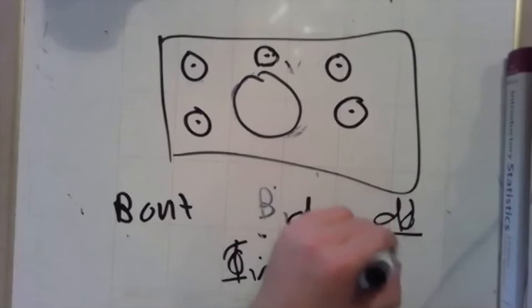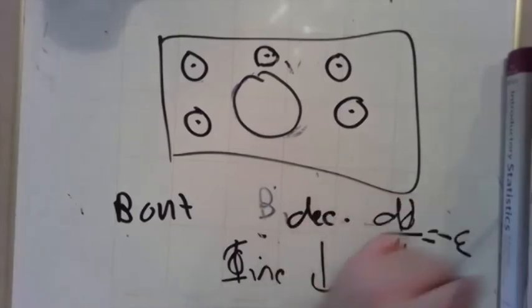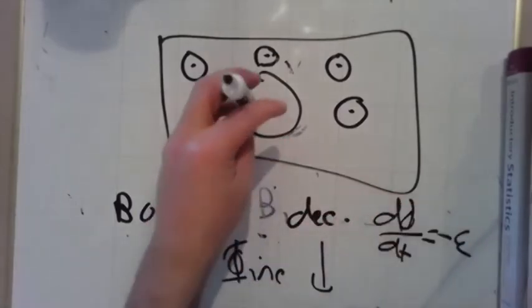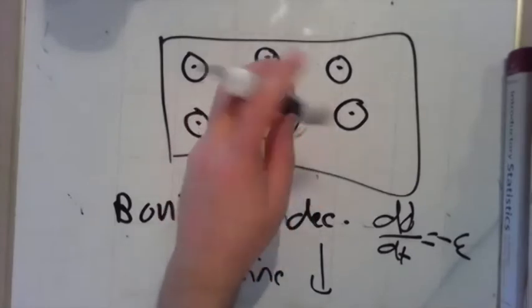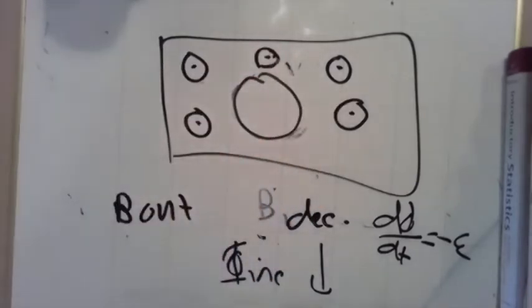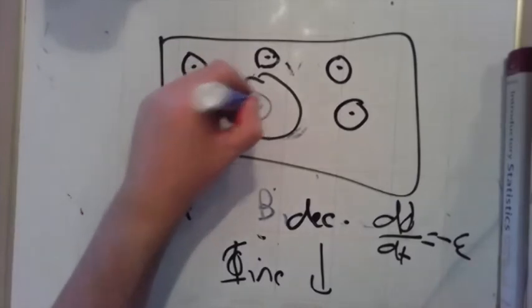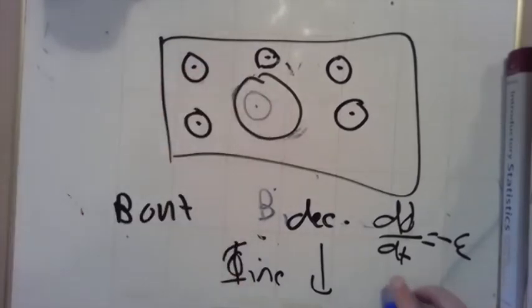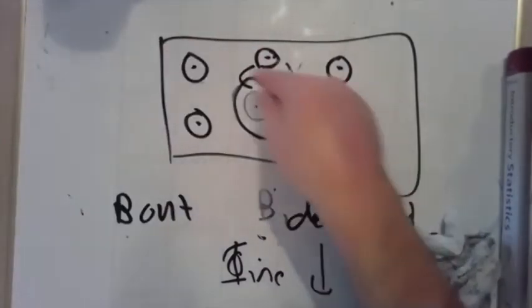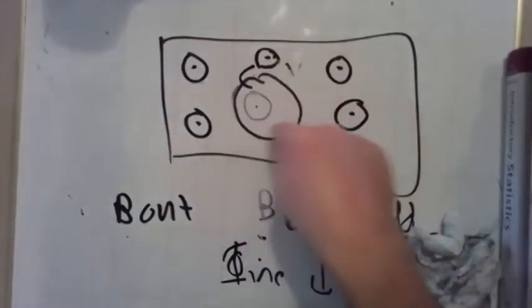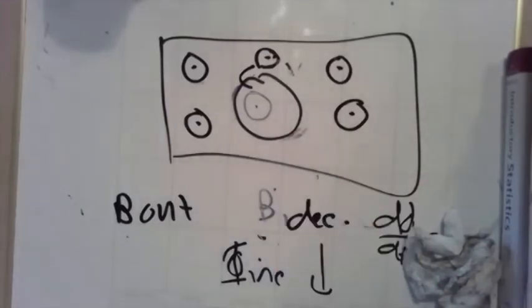dΦ/dt is opposite of EMF. So the new field will point in the opposite of the increase, will point up. So my induced B will point up. It's like this. My current would flow around counterclockwise. That's using Faraday's law, figuring out which direction the flux is increasing.